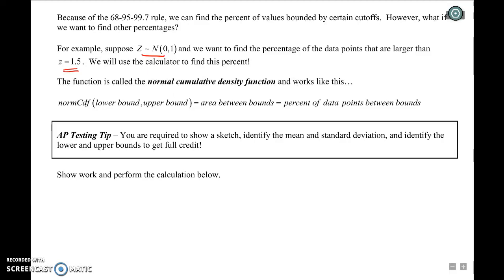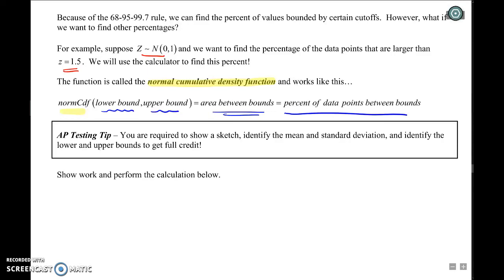So the calculator function we're going to be working with is called the normal cumulative density function, abbreviated normal CDF, and it works like this. You simply put in the lower bound z-score and the upper bound z-score, and this calculator function will calculate the area in between them, which represents the percent of the data points between the bounds.